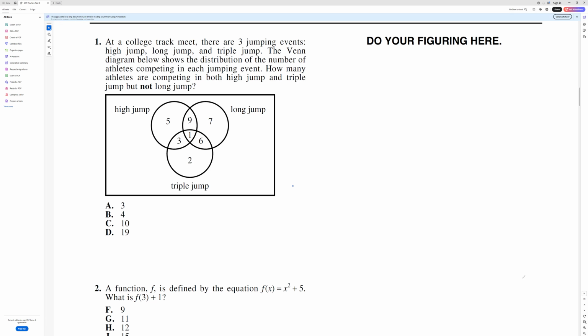Anyway, question number one is asking about three jumping events and athletes. The question is how many of them are competing in both high jump and triple jump, but are not competing in the long jump. So we cannot use any of that. If they're competing in both, they're in the area in between, surrounded by both. So the answer is 3. Okay, let's go ahead.